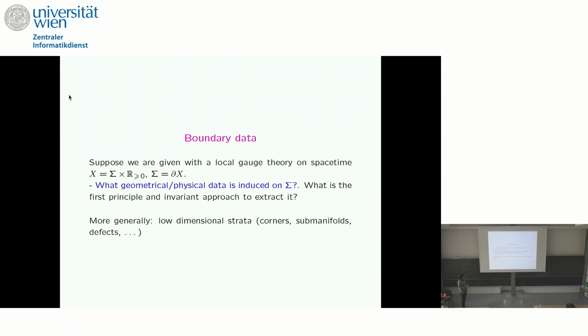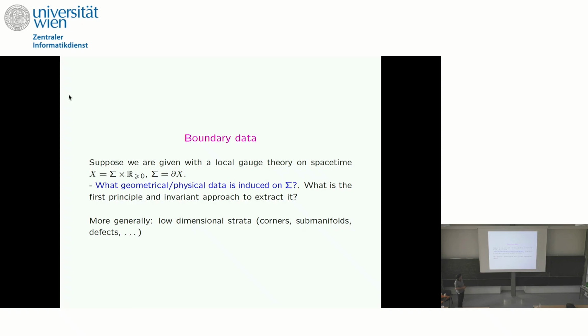So the general question I am going to ask is, what are the geometrical physical data which are induced on sigma by a local gauge theory on X? And what is the first-principle and invariant approach to extract this data? In principle, the same applies to more general situations where you can have, for instance, a boundary or just a manifold.